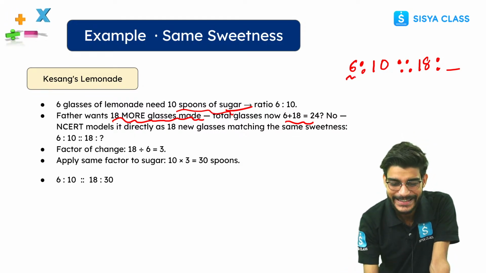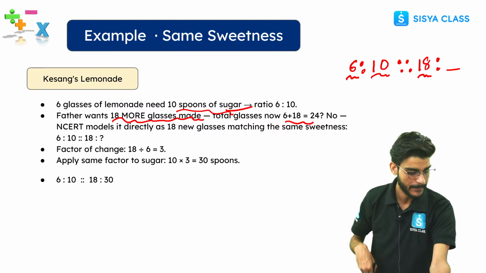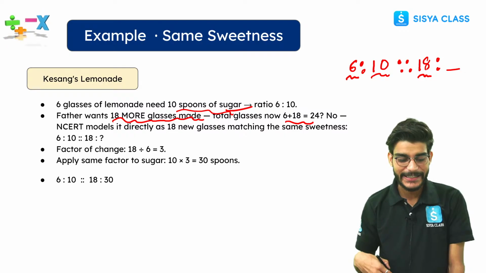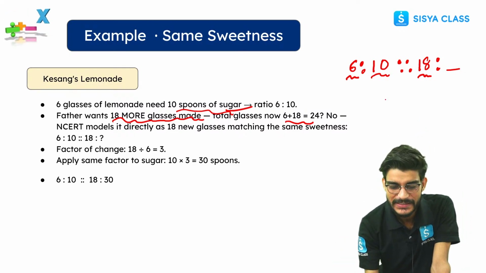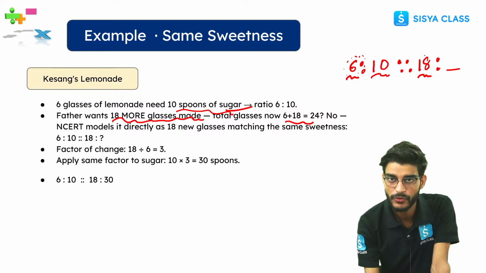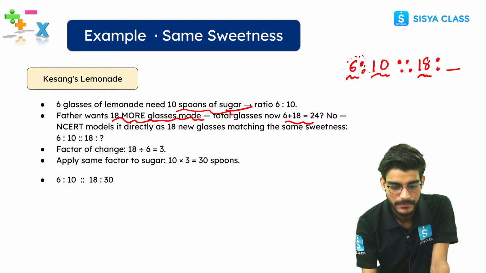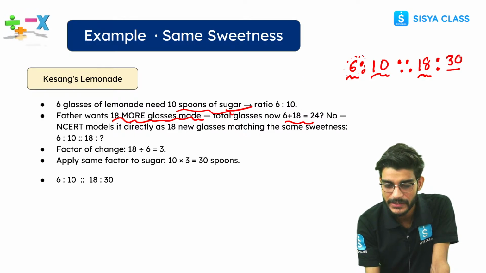So for 6, it is 10 spoons of sugar. Can you tell me for 18 glasses, how many spoons of sugar are required? It's simple, no? Simply, if you multiply 6 with 3, you will get 18, right? So for 10, you have to multiply with 3. So 10 into 3 is 30.